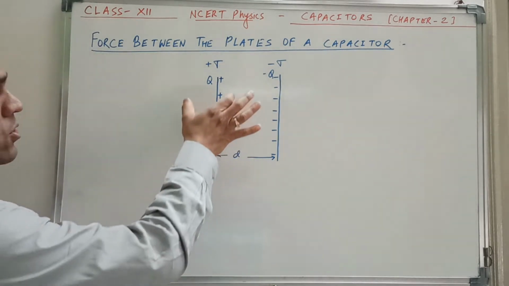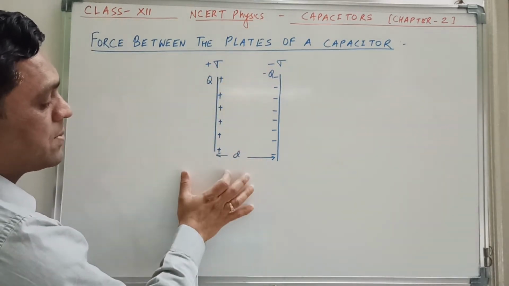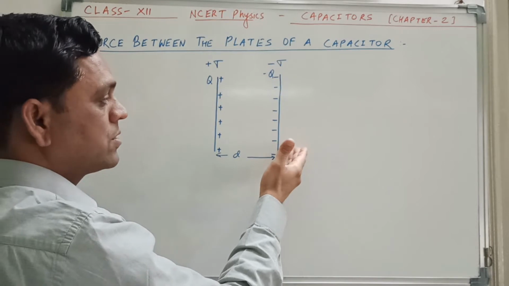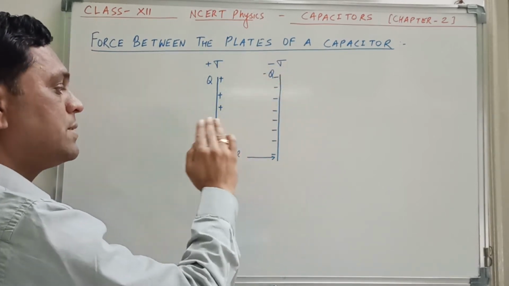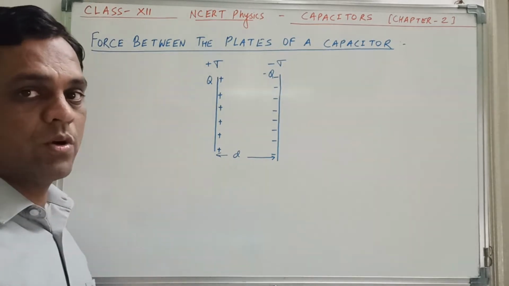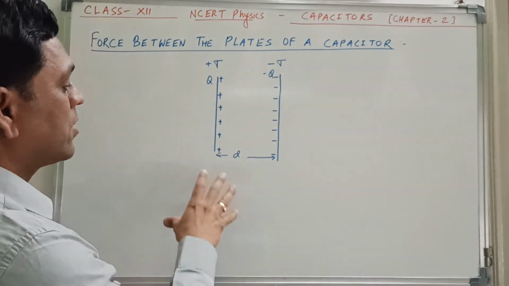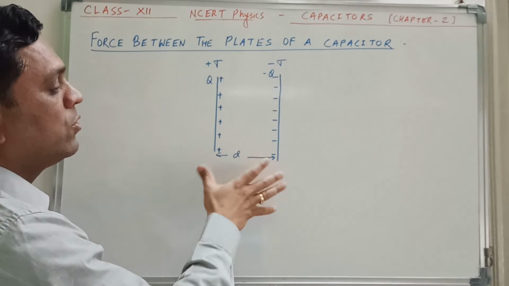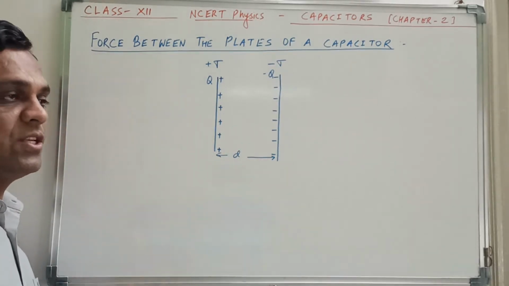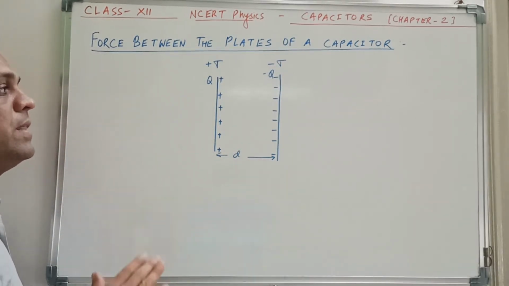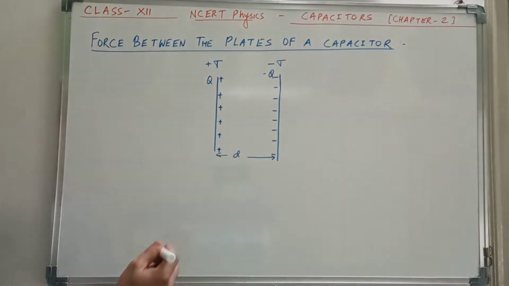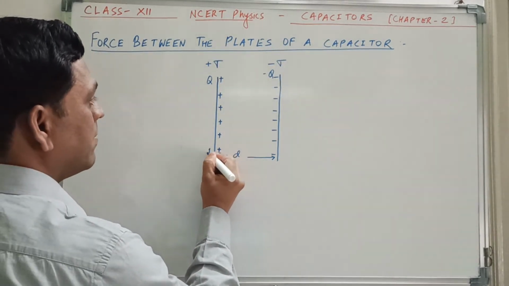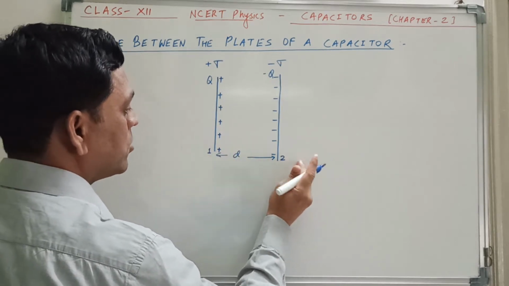Correct? Because of the electric field produced by this plate, this plate will experience a force, and because of the electric field produced by this plate, this plate will experience a force. So because of the electric field, both the plates will exert force on each other only. Now what will be the magnitude of that force, that we will be calculating now. Let me call this plate number 1 and this plate number 2.